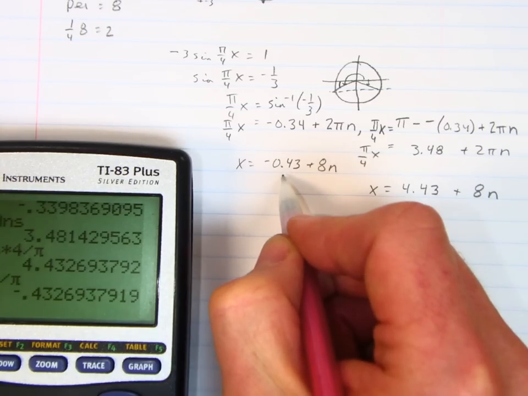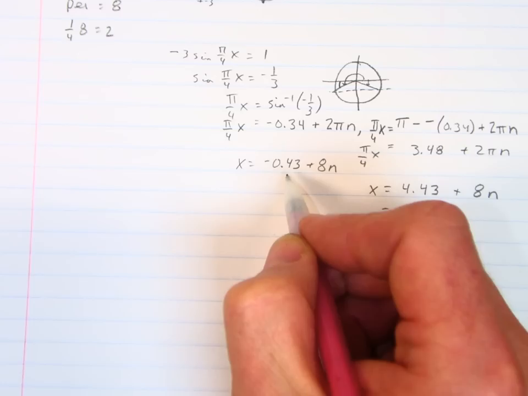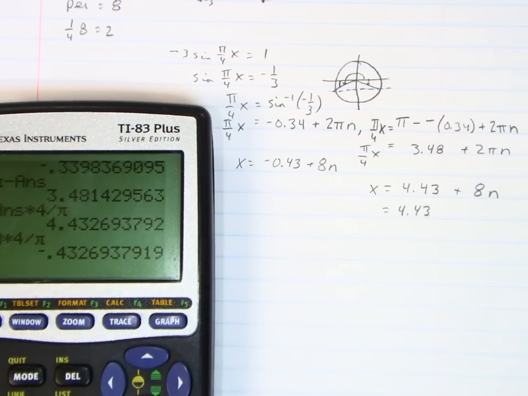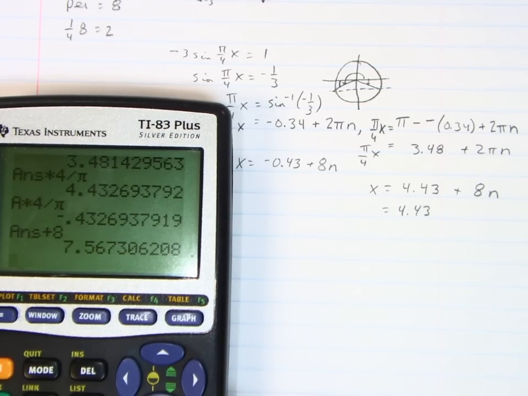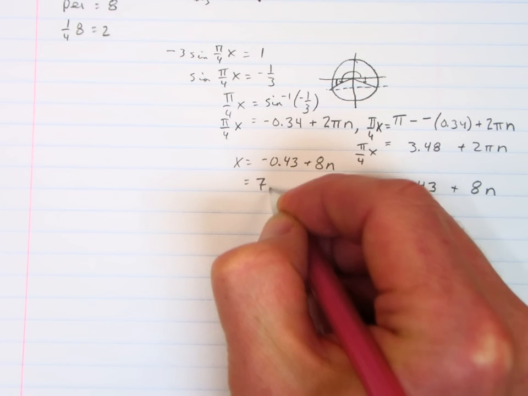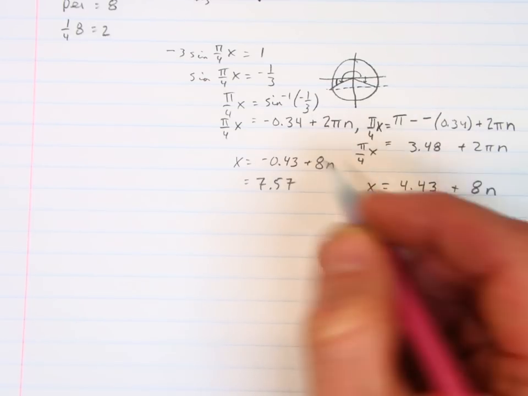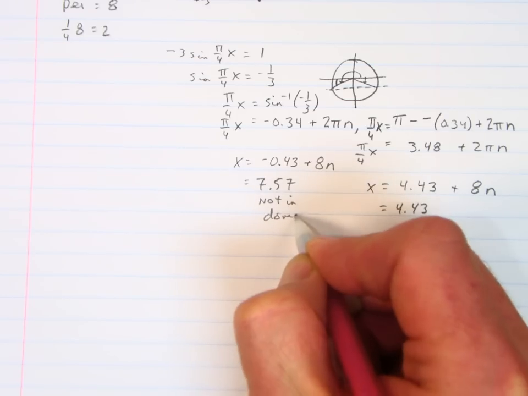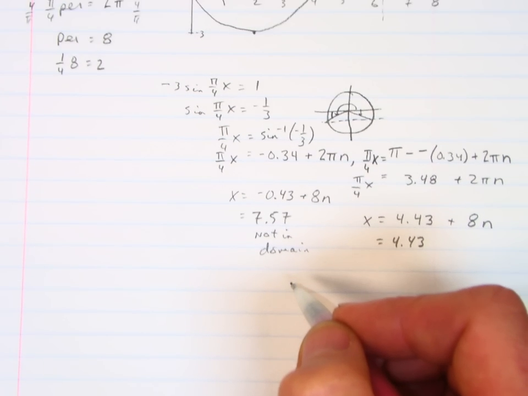Now, is negative 0.43 in our domain of values that we're solving for? No, it's not. So what we need to do is add 8. We can just hit the plus button, and it says answer, and we type 8, equals, and it gives us 7.57. Now, is that inside our domain? No, that is also not in the domain. So this side of the solution didn't give us any answer.